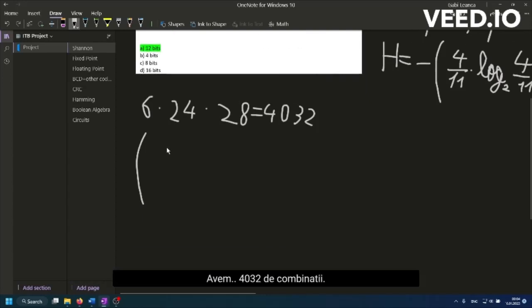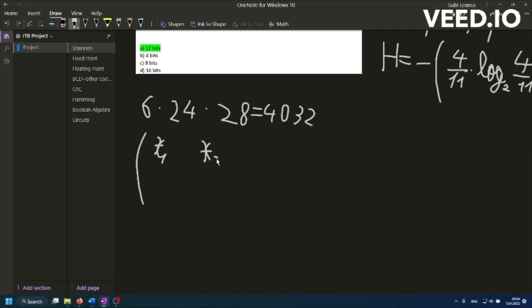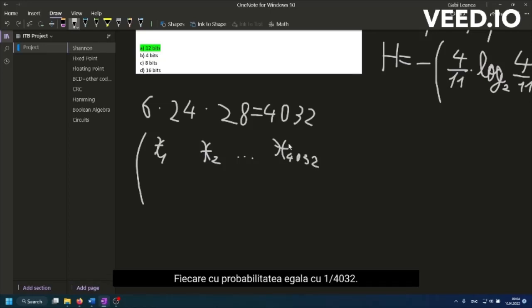and hence we have 4032 combinations, each with an equal likelihood of 1 over 4032.